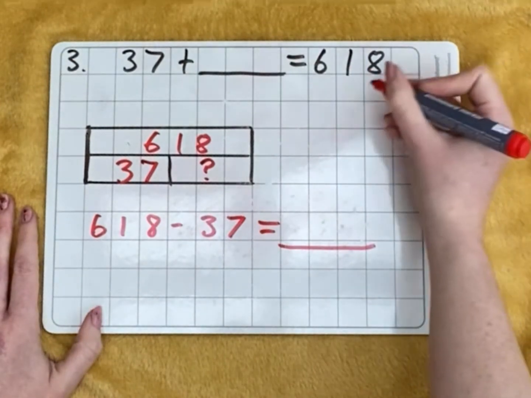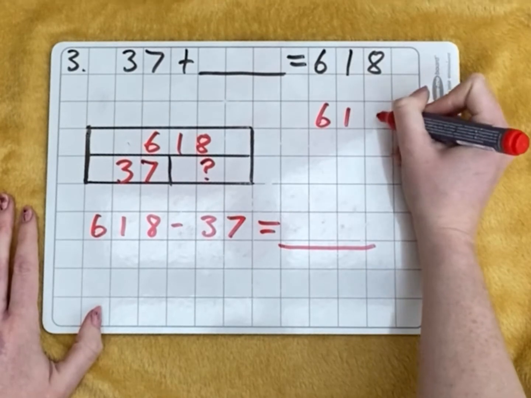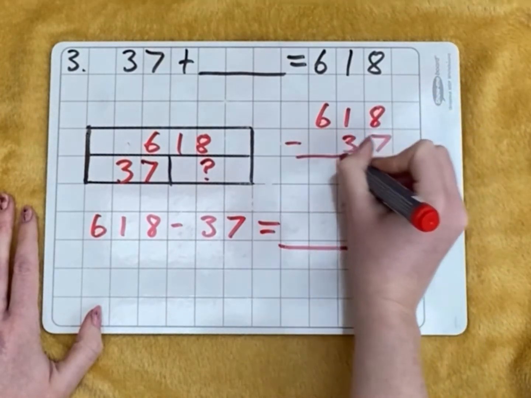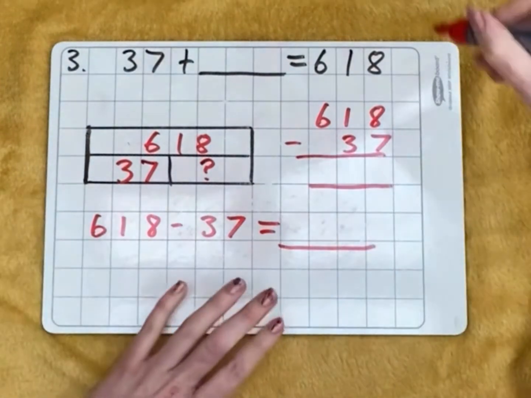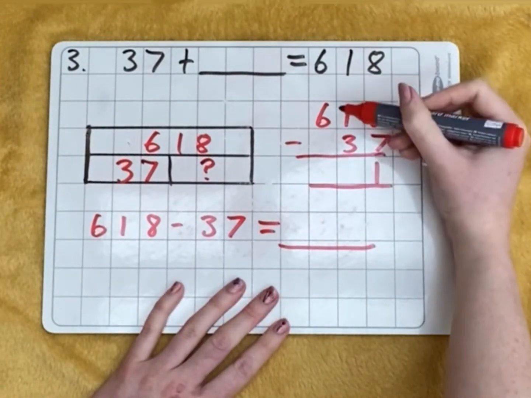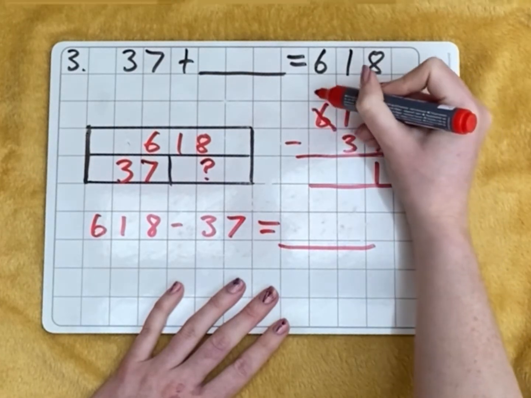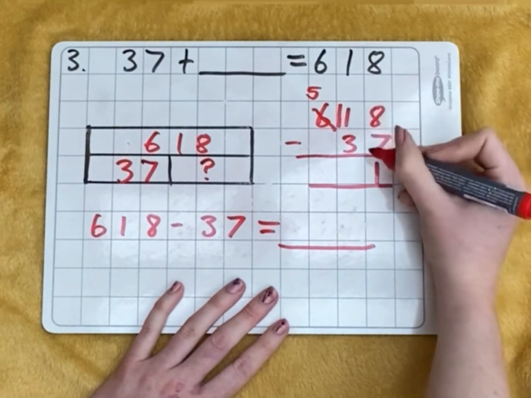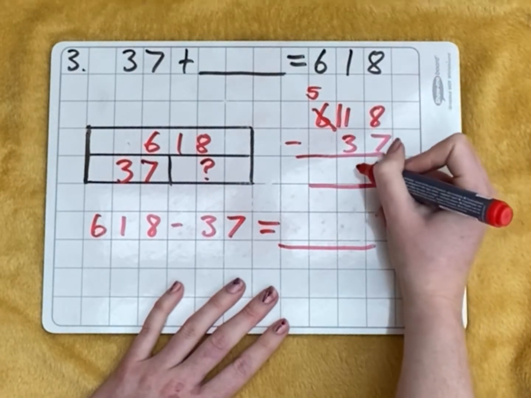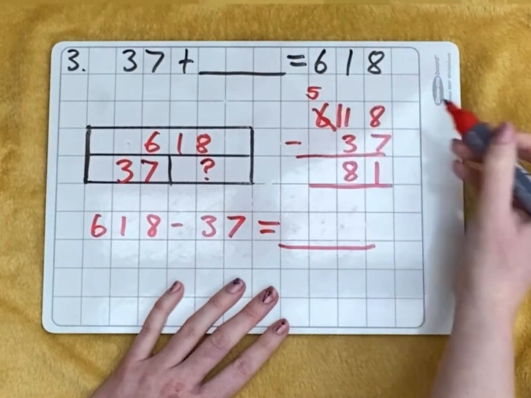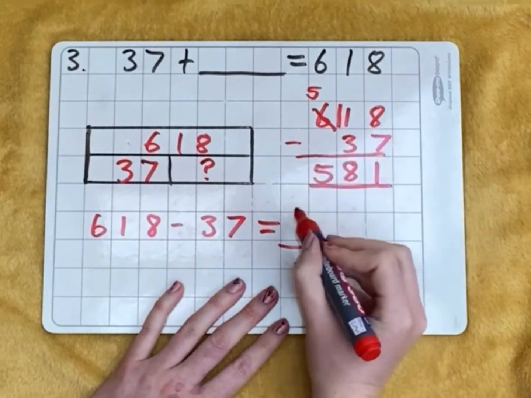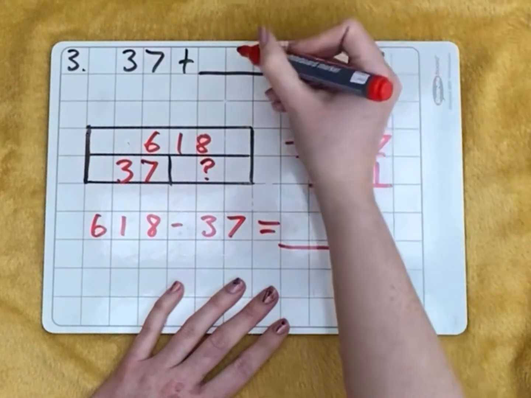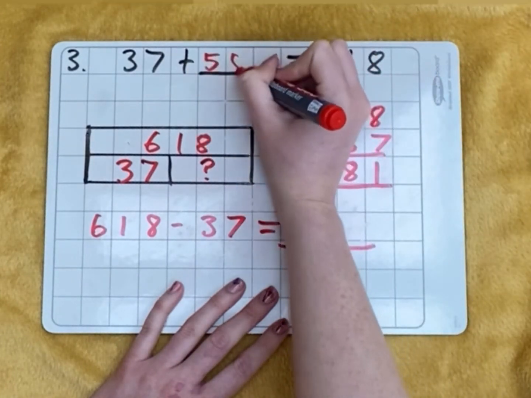So let's do column subtraction. 618 minus 37. So 8 take away 7 is 1. 1 take away 3, we need to regroup the 6. We have 5 hundreds here, and 1 of the hundreds, we've got 11 tens now. 11 take away 3 is 8, and then 5 take away nothing is 5. So we have 581. Let's write that into the top, 581.